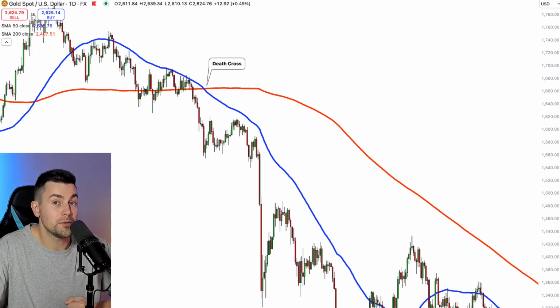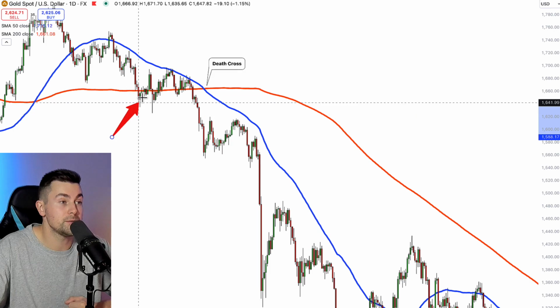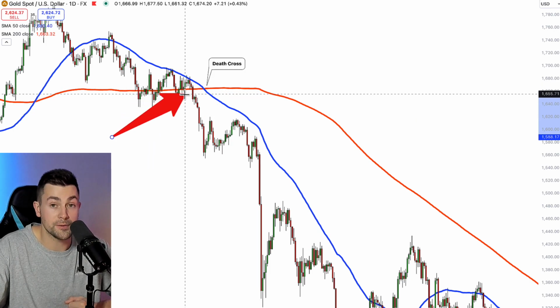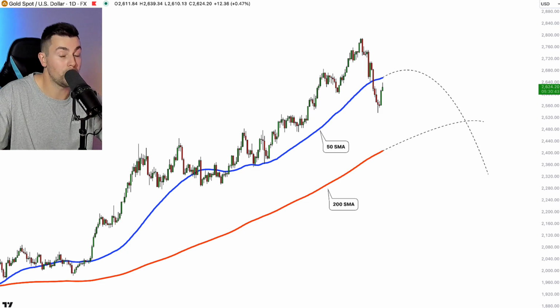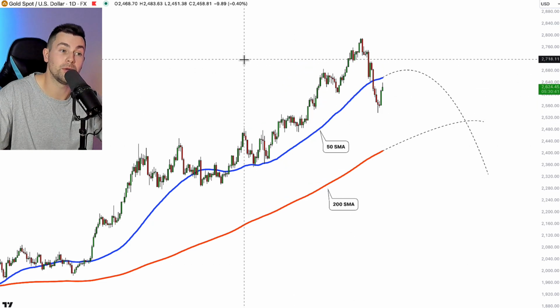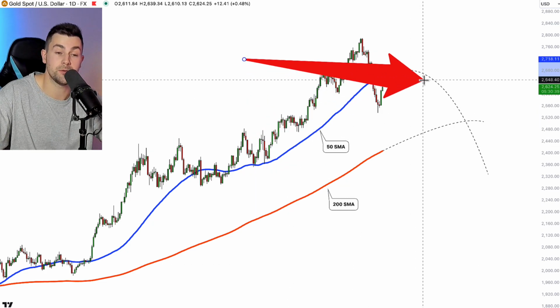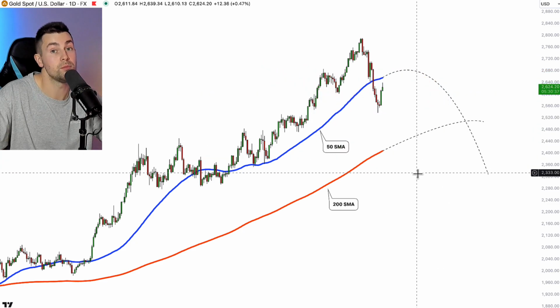The signal is considered to be confirmed when the 50 length simple moving average crosses below the 200 length simple moving average. From a current perspective, in order to confirm a long-term bearish reversal on gold, we will need this blue moving average to cross below this orange moving average.